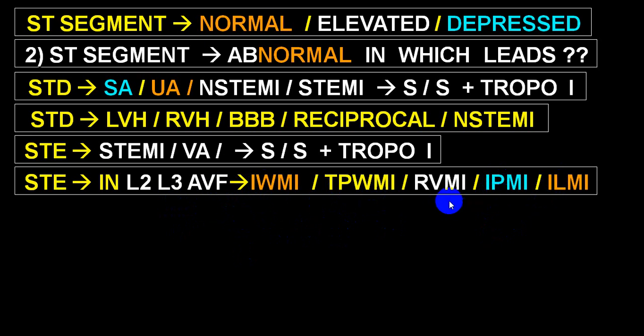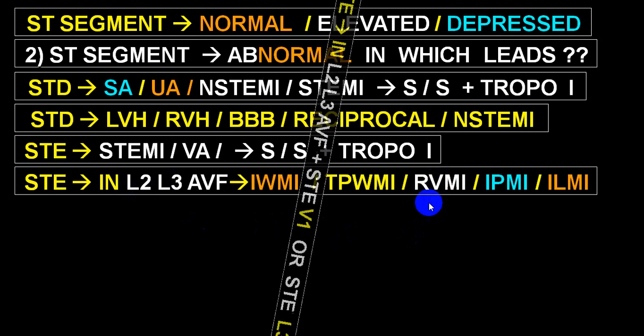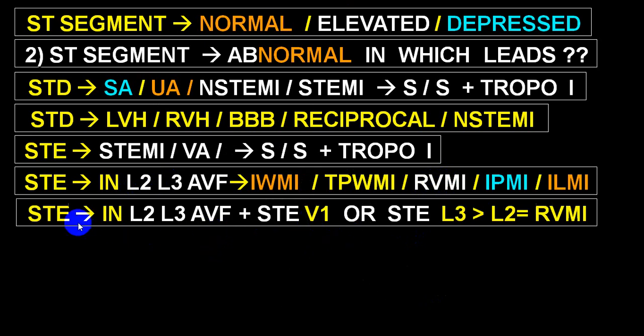If you get ST elevation in lead 3 taller than lead 2, plus you get ST elevation in aVR, it will be more in favor of RVMI. So do keep this in mind. If you get ST elevation in lead 2, lead 3, aVF and ST elevation in V1, or ST elevation in lead 3 taller than L2, keep it in mind, it can be RVMI.